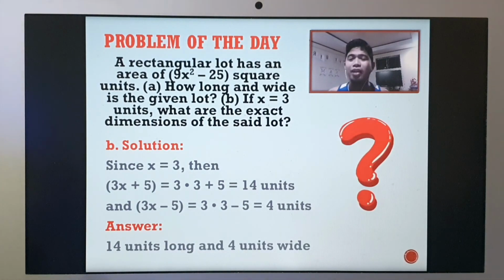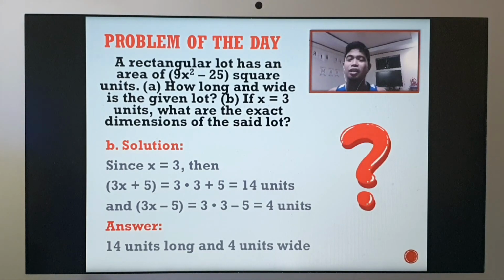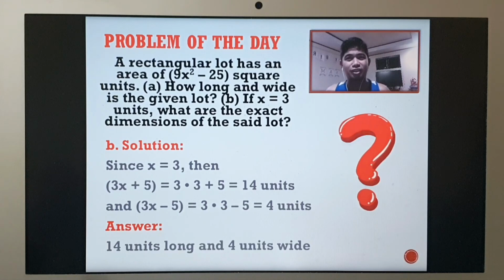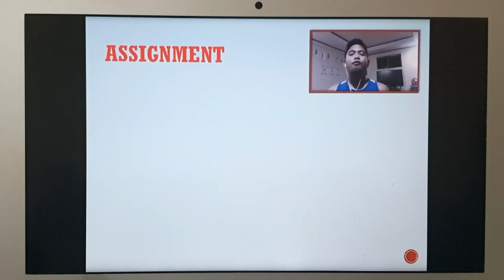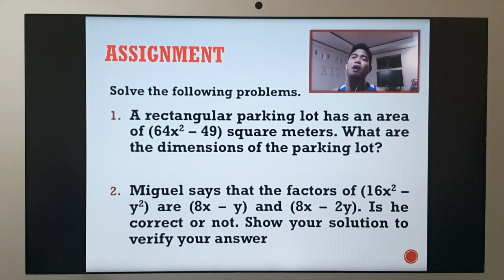Did you get the same answer during the first try? Yes, during the start of the lesson. I don't think so. But now I am sure that you got it correctly, for we are done with the lesson on factoring difference of two squares. For your assignment, kindly solve the following problems.